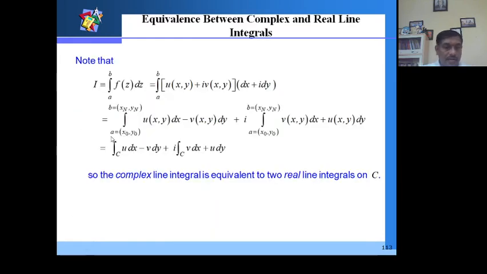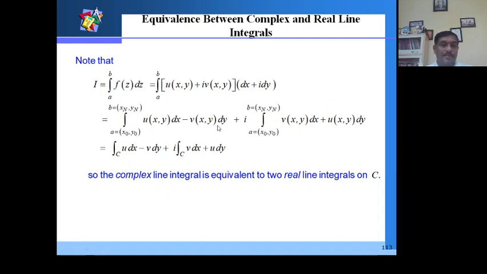That's why a starts from x naught, y naught, to x n, y n, and we can multiply these two. If you multiply u dx, you get u of x comma y into dx, and v of x comma y into dy, because i into i is i squared, so you get the real part of this. Similarly, if you multiply the imaginary part, you get i into v into dx, as well as u into dy.